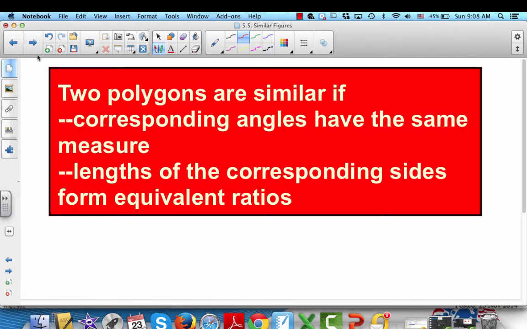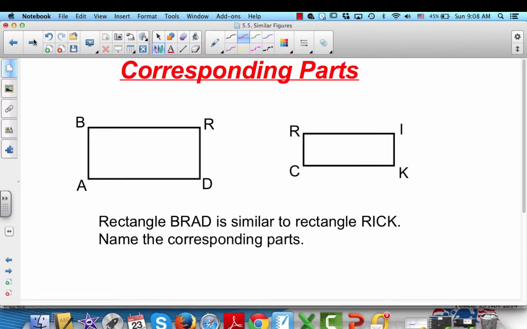So let's go back to the definition. Two polygons are similar if corresponding angles have the same measure and lengths of the corresponding sides form equivalent ratios. Alright, now how do you write corresponding parts? If you're going to determine if corresponding parts are equal or form the same ratio, then you have to be able to identify corresponding parts. So rectangle BRAD is similar to rectangle RICK in much the same way that Brad Pitt is similar to Rick Falk, of course. Name the corresponding parts.